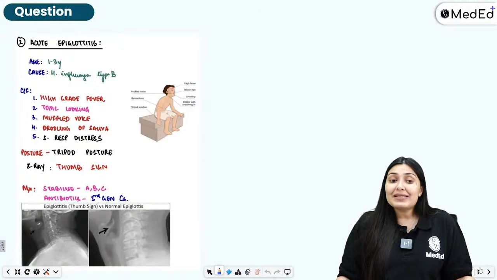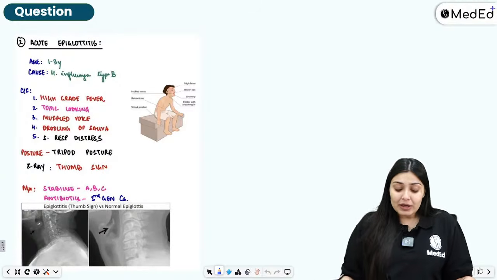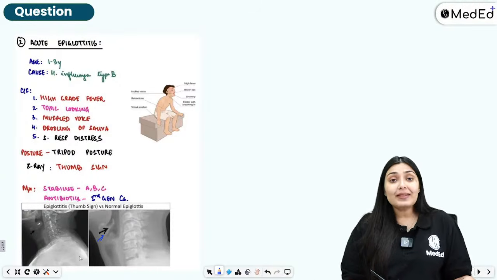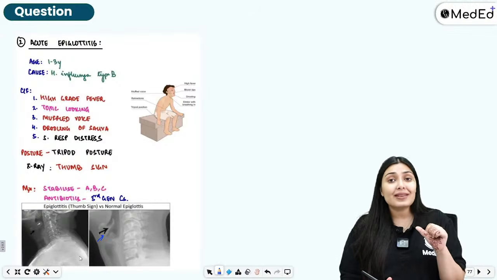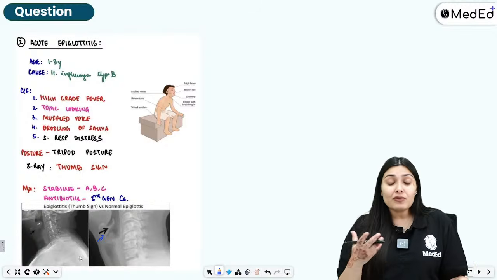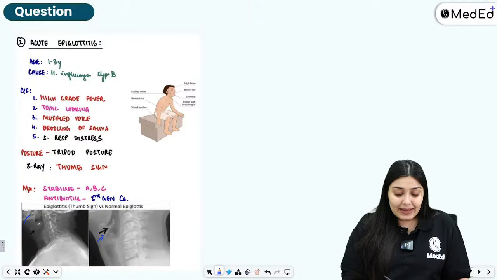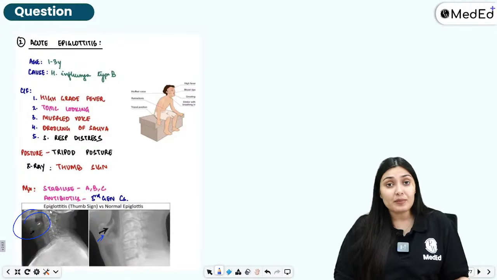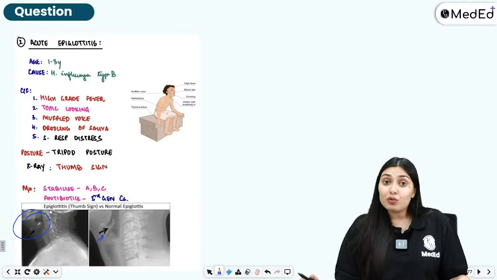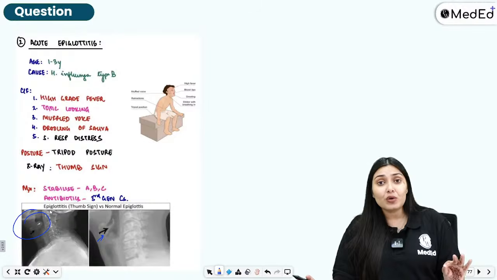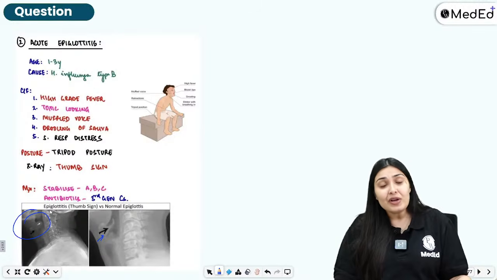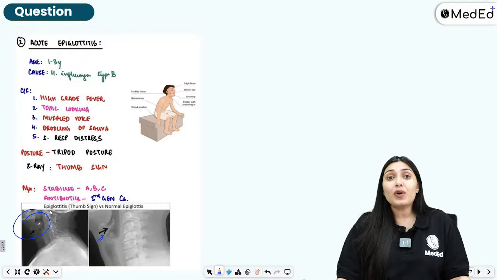And what is the typical sign that you see? Thumb sign. Normally epiglottis will look like this, but here on the lateral X-ray of the neck, the epiglottis would be swollen. So this is known as thumb sign. The treatment would be to do the immediate management, airway, breathing, circulation, and start with antibiotics. We start with third generation cephalosporin. So this is all about epiglottitis.